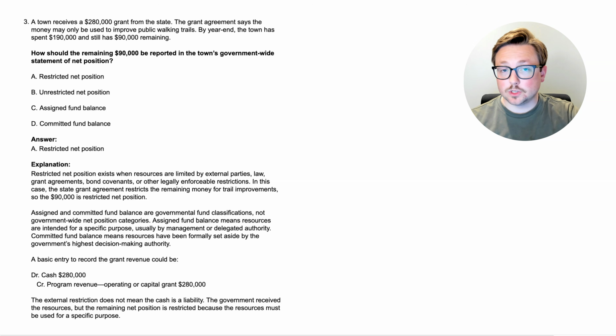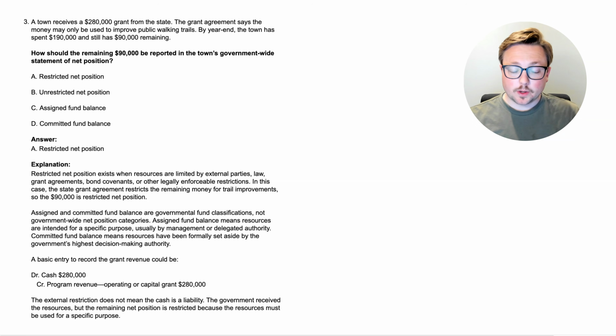But when money is restricted, when it's restricted net position, it is coming from an external party, like we said, by the law, from a grant agreement, from bond covenants, or other legally enforceable restrictions, things that are not the government management, but external parties.